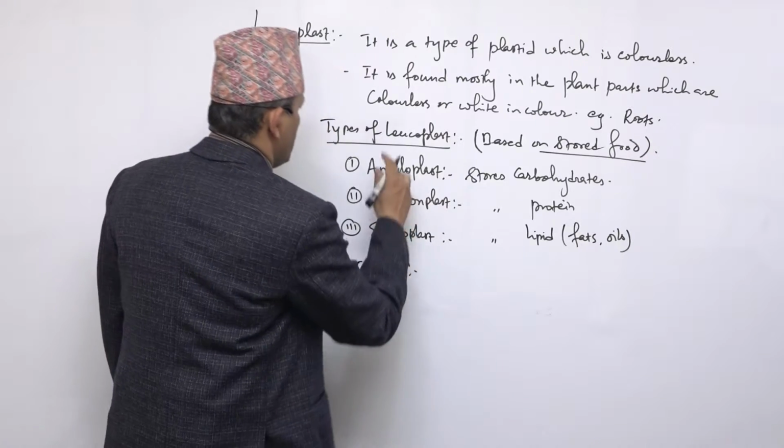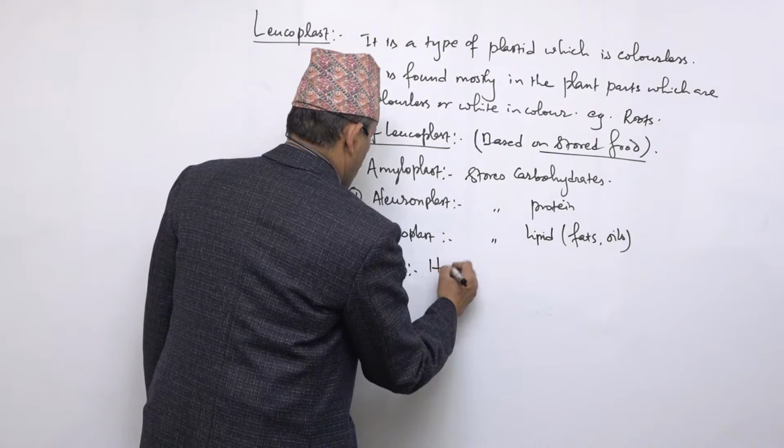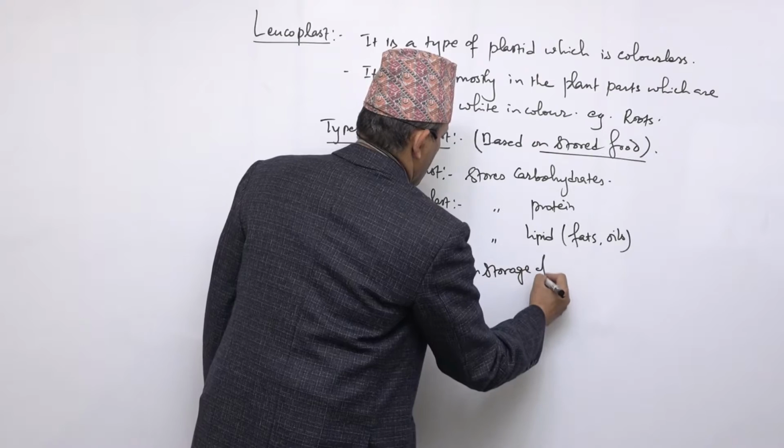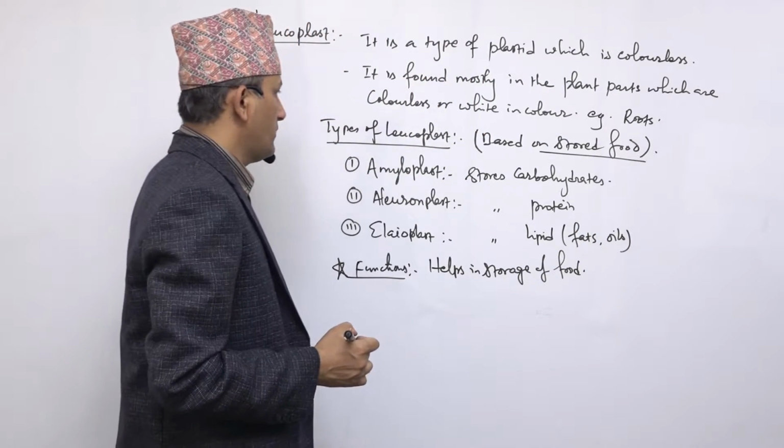From the classification of this leucoplast, we can understand what the main function is. It helps in storage of food. This is the function of leucoplast.